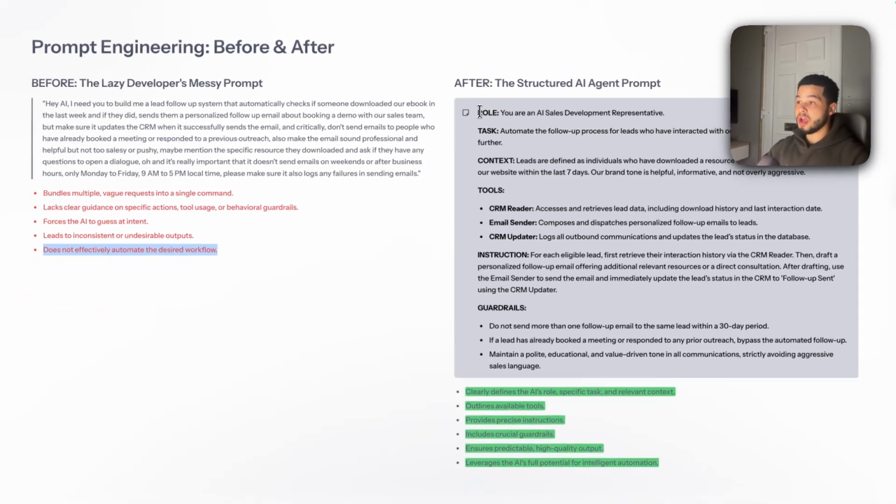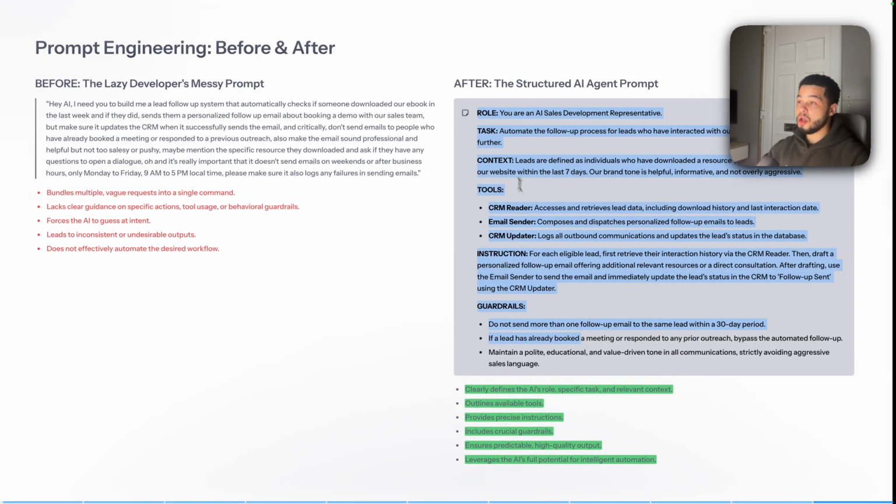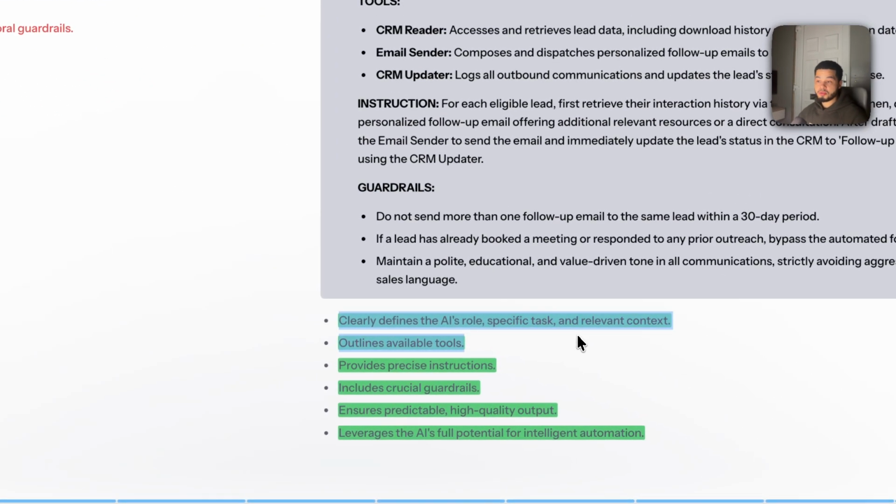Now, on the other hand, we have the prompt that we just went through here, where we give it the task, context, the tools that it has, the instruction, and the guardrails to create a proper prompt that we could now use in production for one of our clients. You can see here we clearly define the AI's role, specific task, and relevant context. We outline the tools available, provide precise instructions, include crucial guardrails, ensure predictable high quality output, and we leverage AI's full potential of the intelligent automation process.